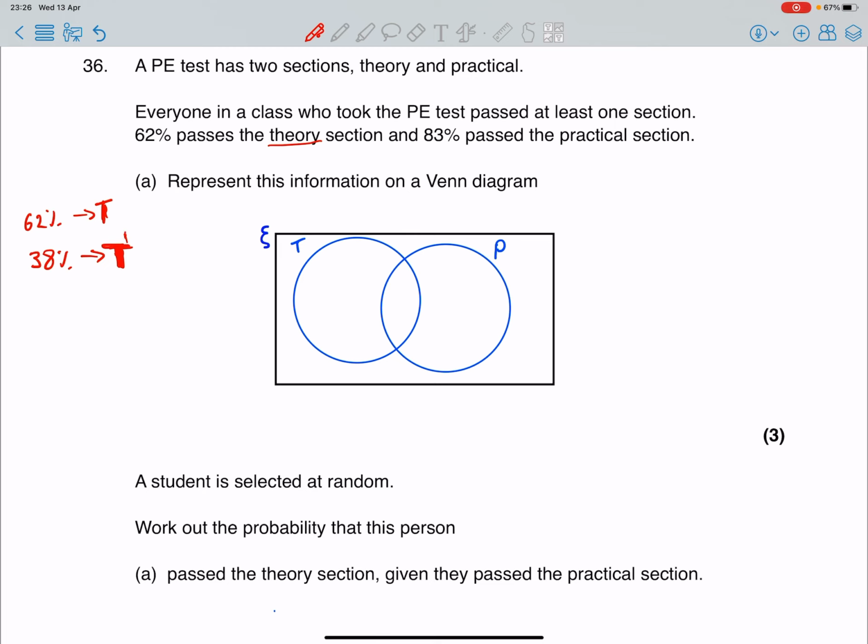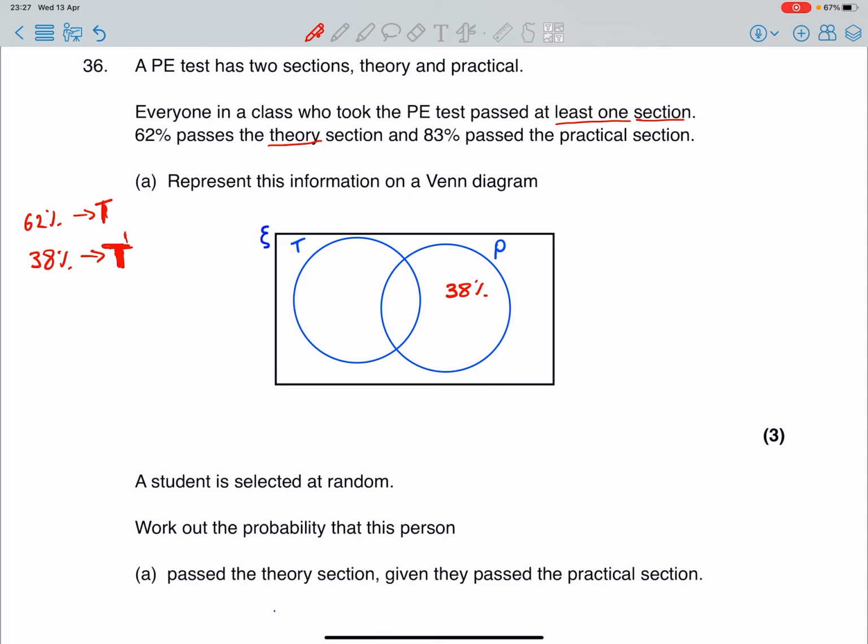So that means that 38% of people did not pass theory, but we know that everyone passed at least one section. So that means that 38% goes here. Right? We know there's nothing outside here because everyone passed at least one section. So on the outside, there's nothing there.